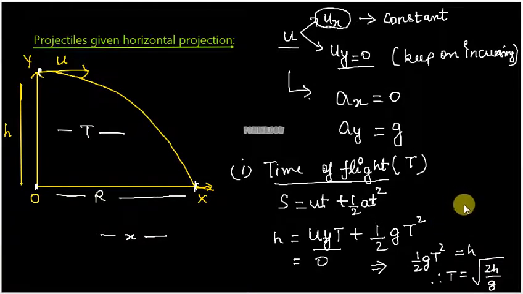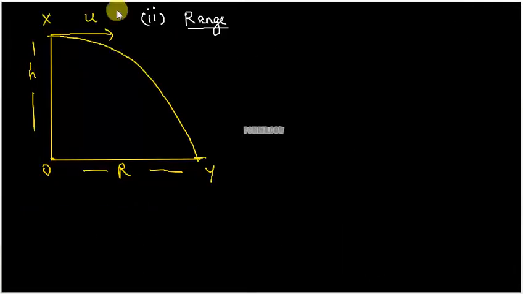Now let's move on to find out the horizontal range. How far does it go? So how can we find out the range of this projectile? Now again, the range will be covered in the total time of flight because this distance it is going to cover when it falls down. So this will be covered in the total time of flight T.